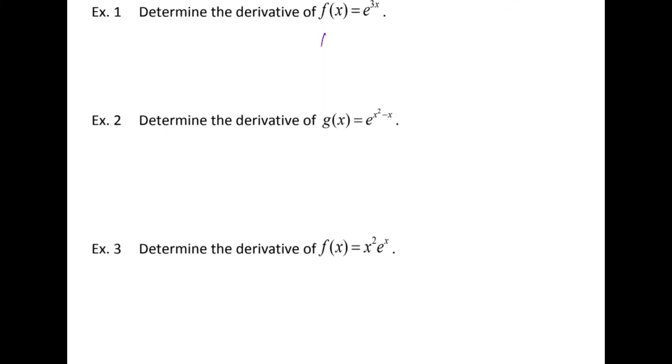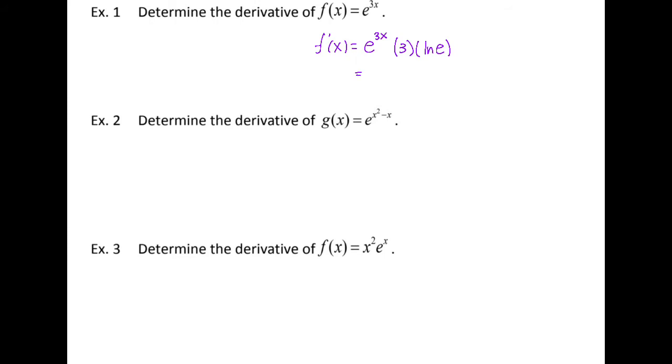In this section, we're going to use the differentiation rules for exponential functions, but for the function with the base e. So let's look at example 1. You have f(x) equals e to the power 3x. So our differentiation will be: copy down the function, don't change it, times the differentiation of the exponent, which is 3, times ln of the base e. And because we know ln e is 1, I can simplify the function to be 3e to the exponent 3x.